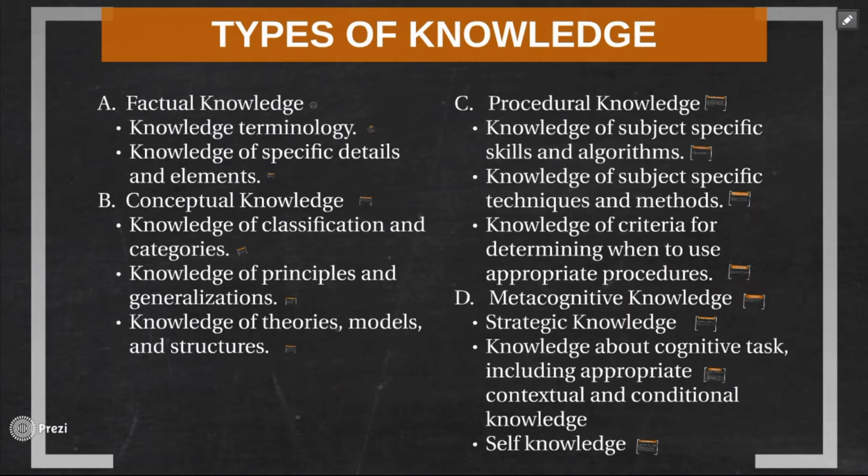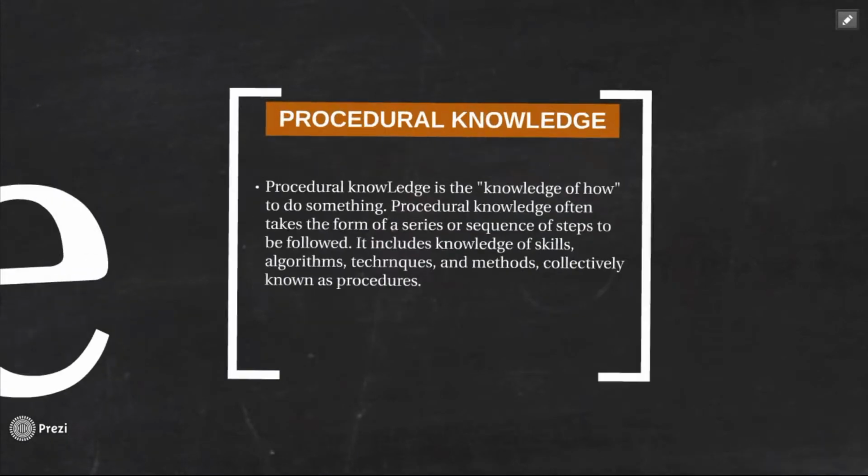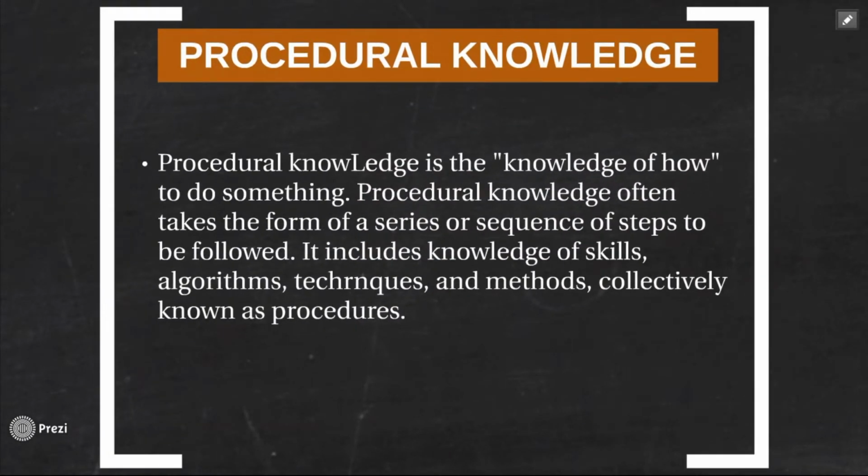The third type of knowledge is procedural knowledge. What is a procedural knowledge? Procedural knowledge is the knowledge of how to do something. Procedural knowledge often takes the form of a series or sequence of steps to be followed. It includes knowledge of skills, algorithms, techniques, and methods, collectively known as procedures.